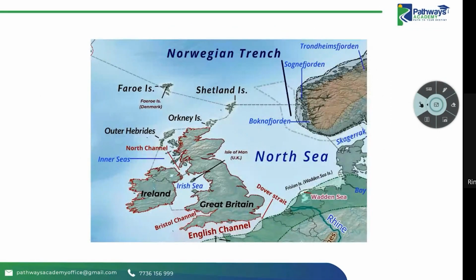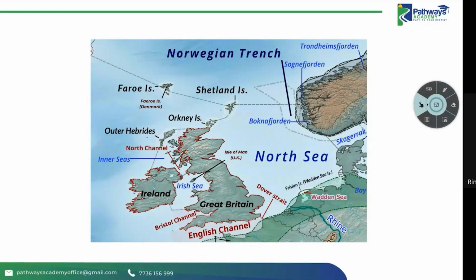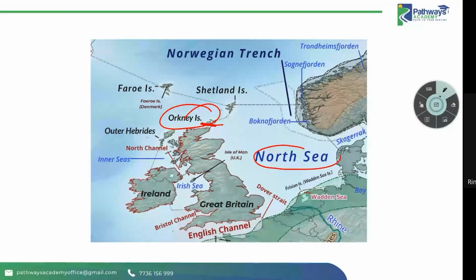I will show you the picture. You can see Orkney Island. Actually, it was the part of Britain, but it was formed as an island due to glacial erosion. Okay, that's the important thing. Orkney Island. It is in North Atlantic Ocean. UPSC may say it is in North Sea. It is not in North Sea. It is in North Atlantic Ocean.